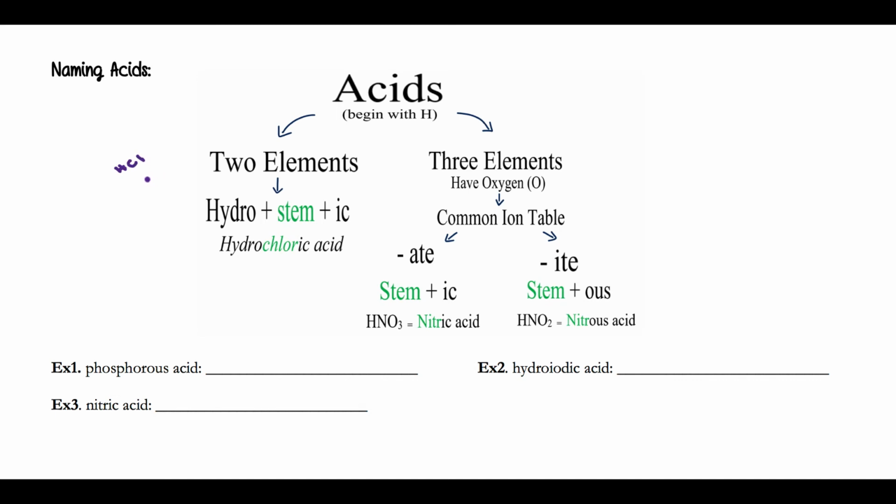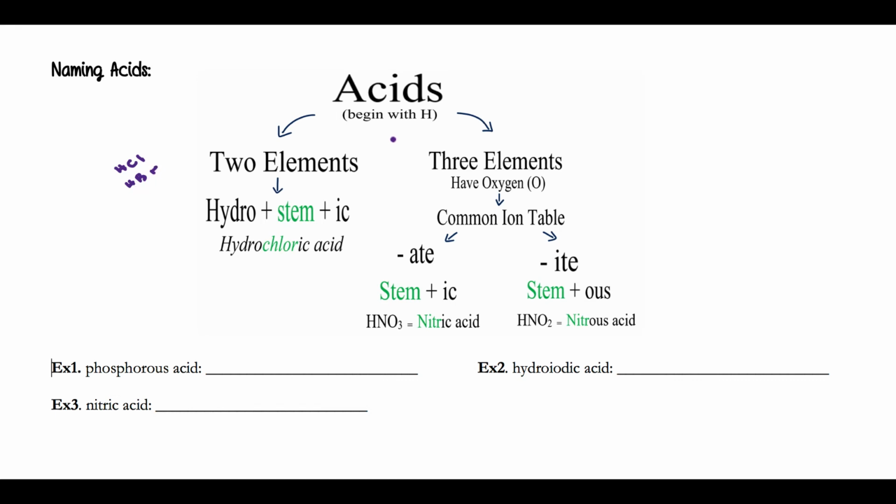all right, here's how you're going to name it. You're going to start with hydro, and you're going to add the stem or the main part of that element. So chlor for chlorine, and then you'll end it with ic. So hydrochloric acid would be the name for HCl. If you had, for example, HBr, this would be hydrobromic acid.